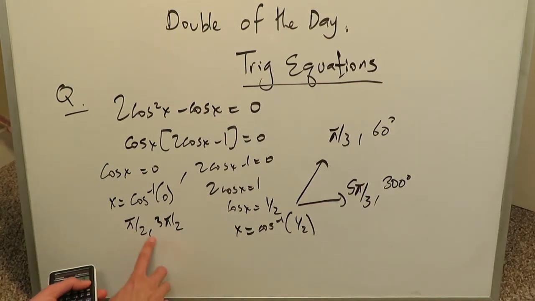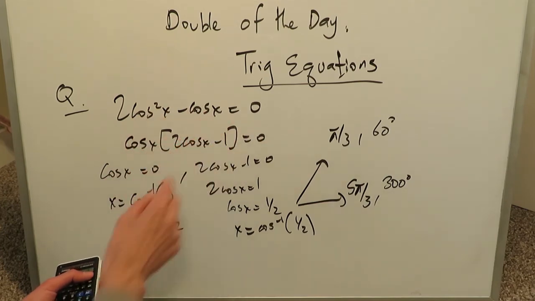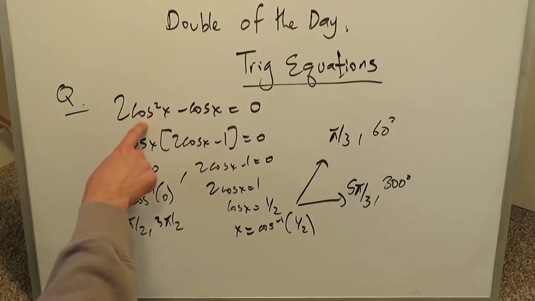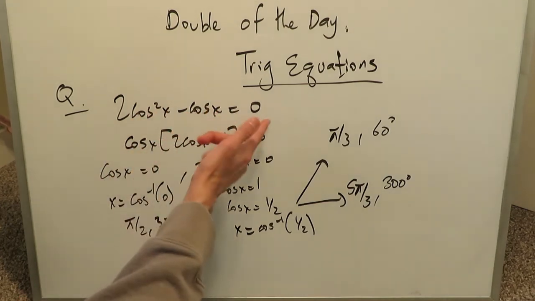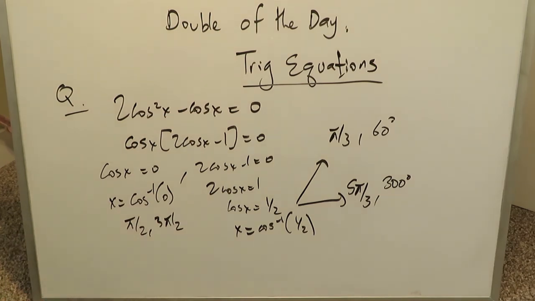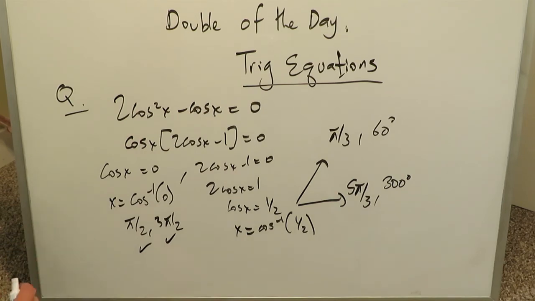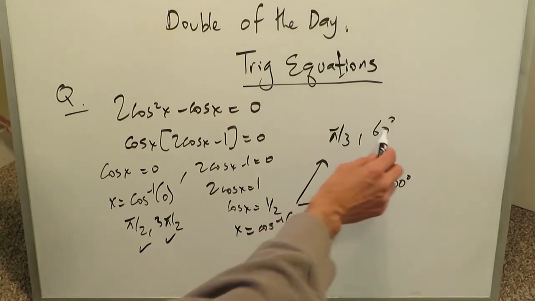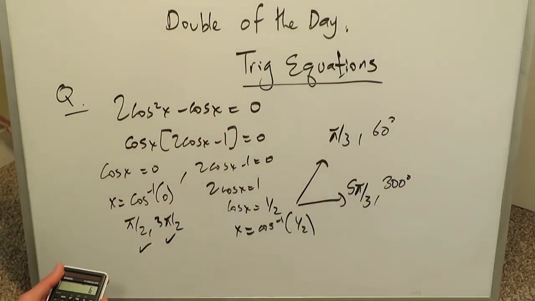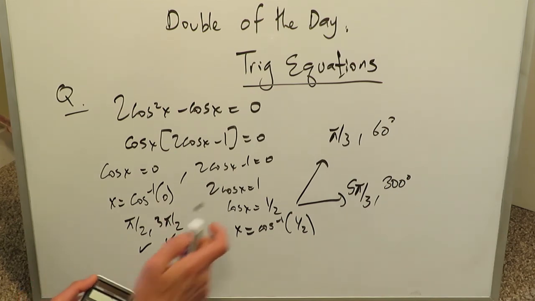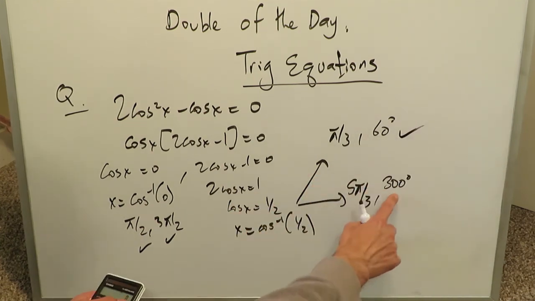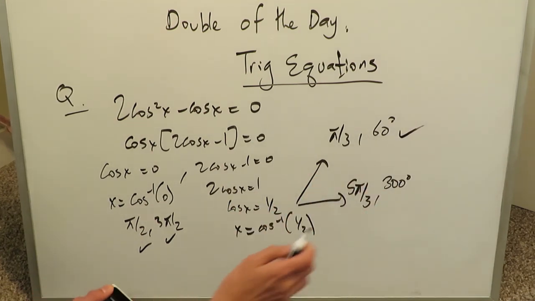You should check each of these. You put 90 in here and work it through. When you do 90 cosine, you'll get a 0. 0 minus 0 is 0, so 90 works out for sure. Likewise, if you put 270, you get 0 and 0 equals 0, they'll work out. Now you have to put 60 in here. Do 60 cosine, square it, times 2 minus 60 cosine, and you get a 0. So 60 degrees works out, and you have to do 300 also. You get a 0 and these work out. So all of these are good answers.